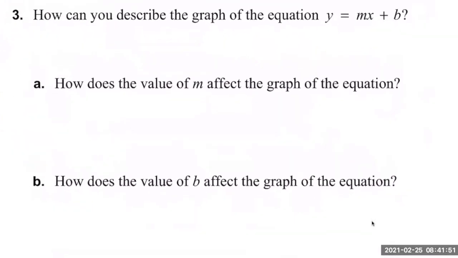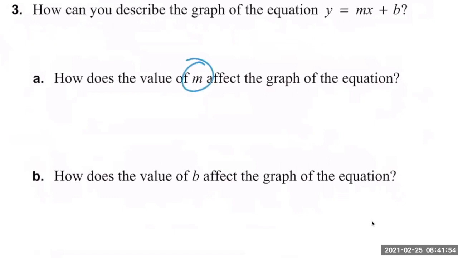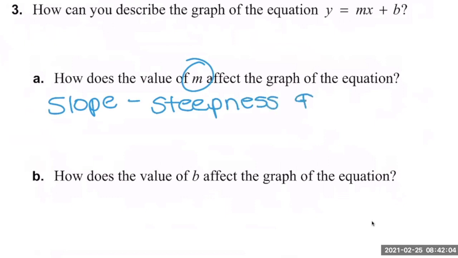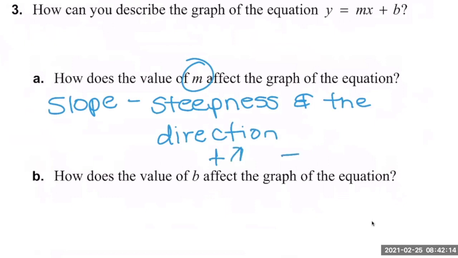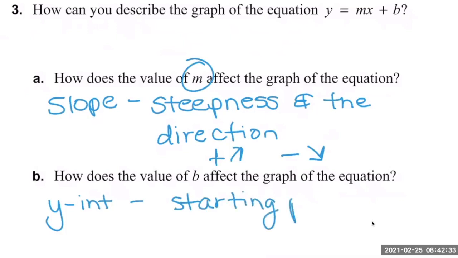So the big things to point out on this, the M, that's our slope. Slope controls the steepness and the direction. If it's positive, it goes up. If it's negative, it goes down. The bigger the number, the steeper it is. The smaller the number, the less steep it is. B, that's our y-intercept. That's our starting point. That is what is telling us where we're going to begin our graph, and that helps us create the graph with ease.